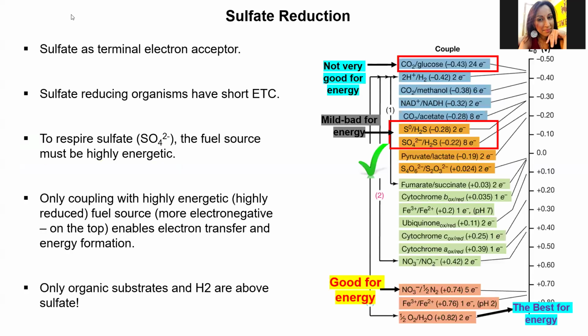They're important for biotechnology and for many other things. So sulfate is a terminal electron acceptor. You can see where it is. It's here on the orange part.